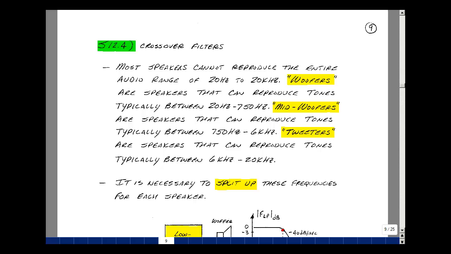This lesson deals with supplemental problem 12.4. You can find this problem in the ECE202 ebook in the Chapter 12 supplemental problem starting on page 9. Most speakers cannot reproduce the entire audio range of 20 Hz to 20 kHz. So we have speakers that cover part of that range.